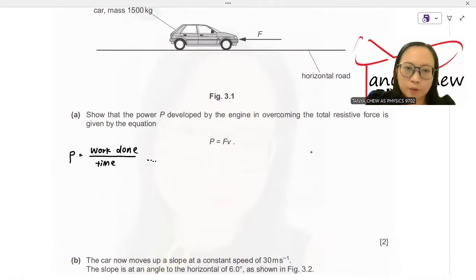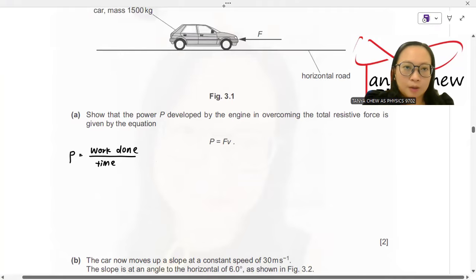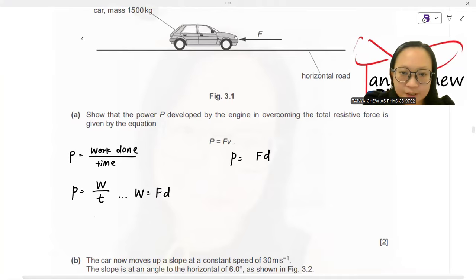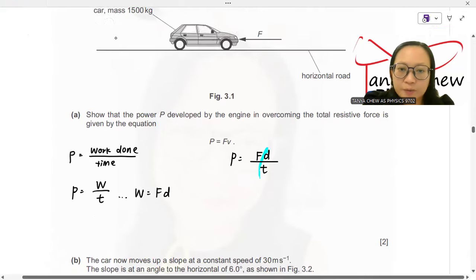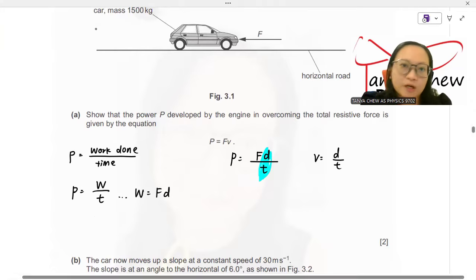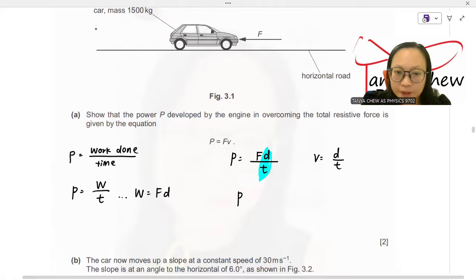Work done, okay, so I am going to put symbol here. Erase first. P is equal to W over T. And W is equal to force times distance moved in the direction of force. Right, so I am going to get this. Force times distance moved in the direction of force divided by time. And I want you to see this. Since the speed of the car is constant, you can safely use V is equal to distance over time. You can only use this when the speed of the car is constant. So I'm going to sub it in. P equal to FV. Ta-da! Proven.